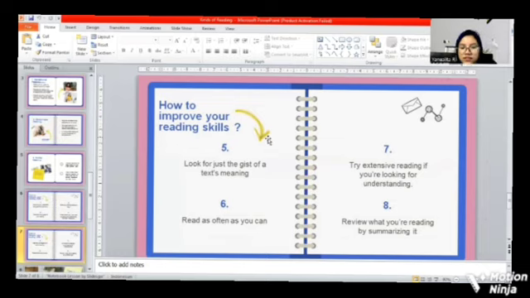And then the last one is number 8, review what you're reading by summarizing it. Every so often, stop and write a few sentences in your notes to summarize what you've read so far. Putting the main ideas into your own words and writing them out is a way of checking that you understand what you're reading. Going back over the material also helps you remember what you've read.